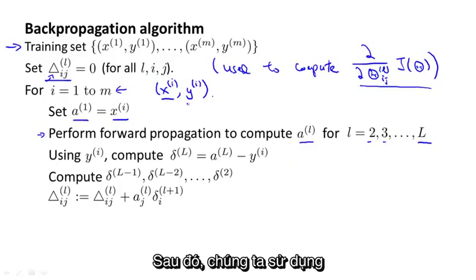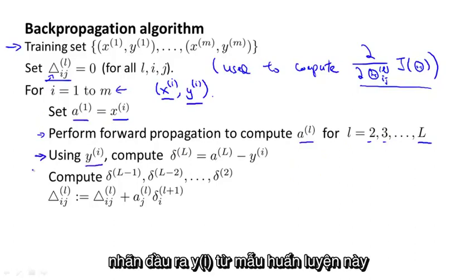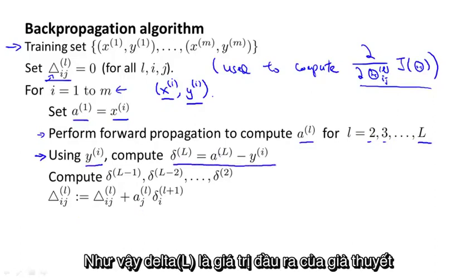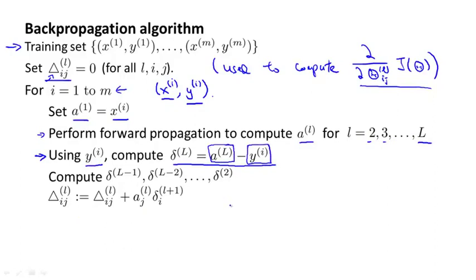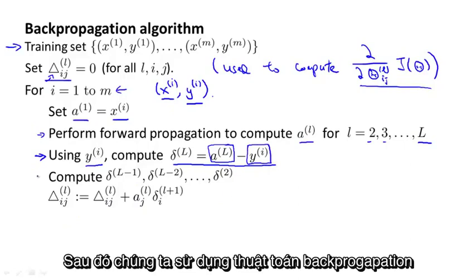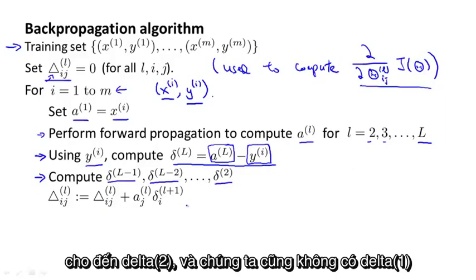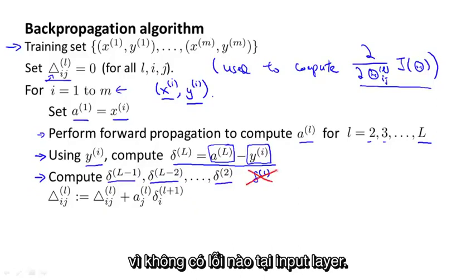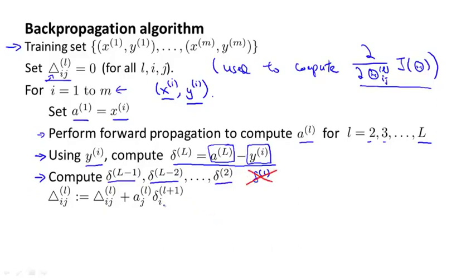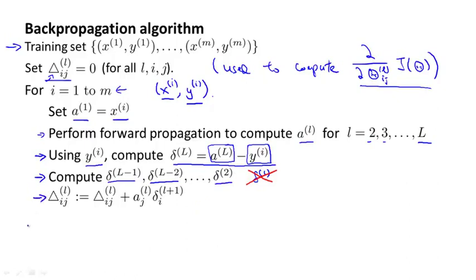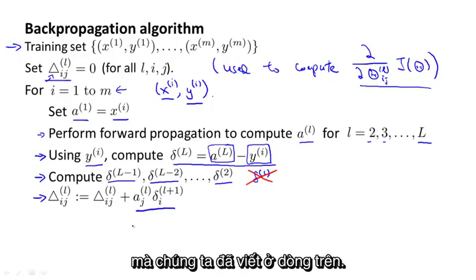Next, we're going to use the output label yi from the specific example we're looking at to compute the error term delta L for the output layer. So delta L is what the hypothesis output minus what the target label was. Then we're going to use the backpropagation algorithm to compute delta L minus 1, delta L minus 2, and so on down to delta 2. Once again, there is no delta 1 because we don't associate an error term with the input layer. And finally, we're going to use these capital delta terms to accumulate these partial derivative terms that we wrote down on the previous slide.